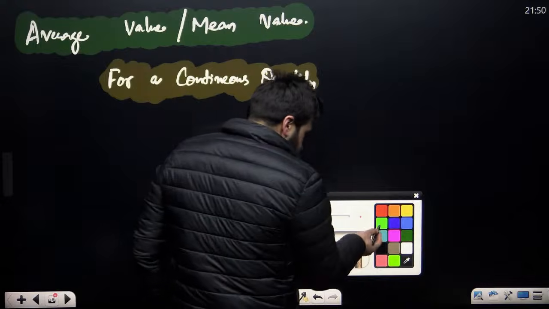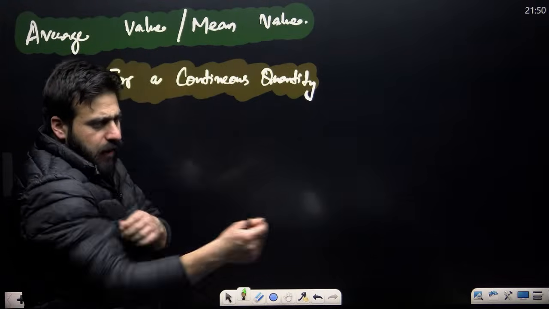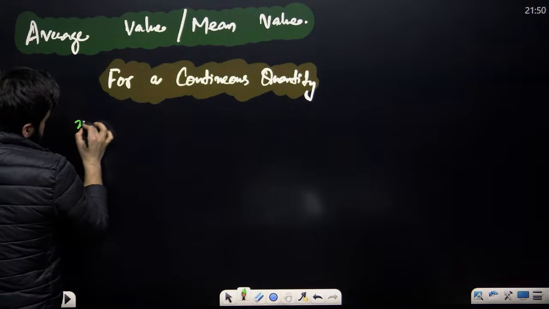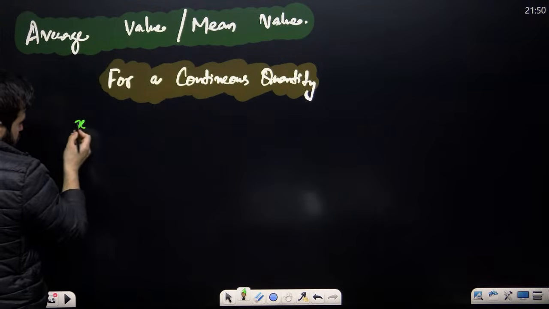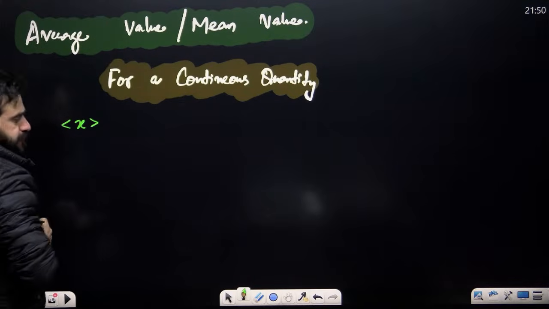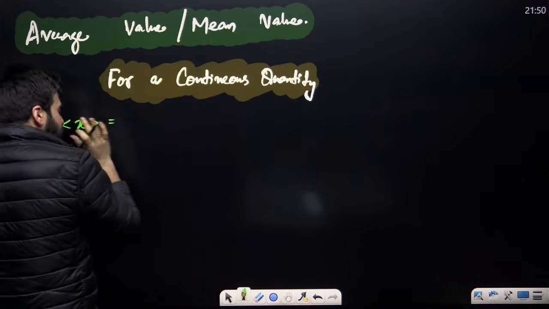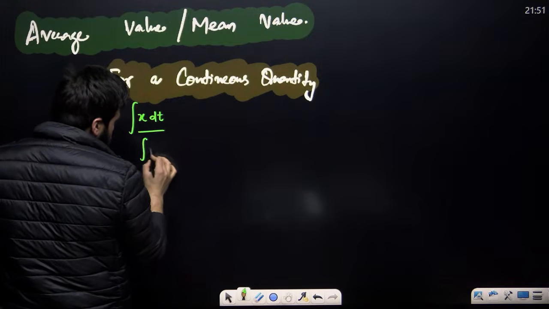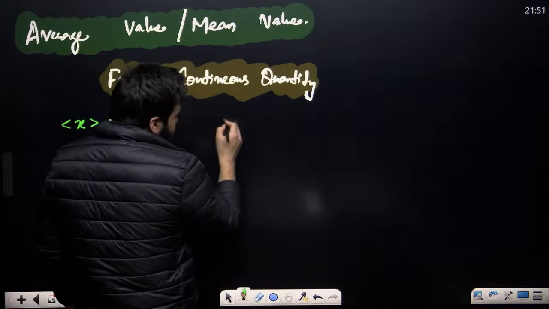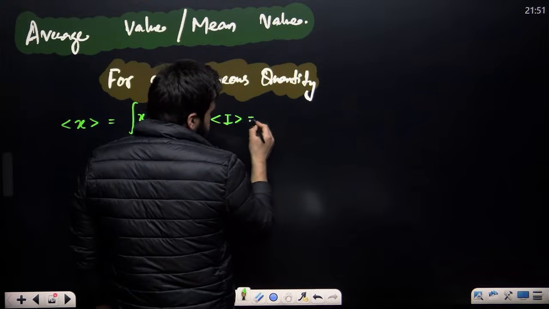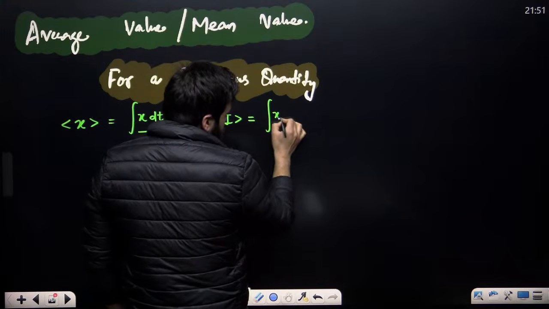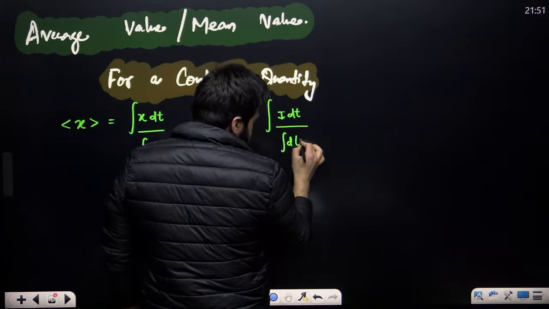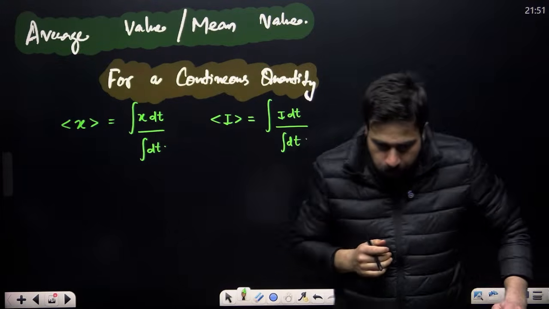Now guys, average value. How do we actually find the average value? Listen to me very carefully. Let's suppose you have a quantity. If you want to find its average, you mention it like this: integration of x dt upon integration of dt. Let's suppose you have current. If you have to find the average value of current, you'll be saying integration of current dt upon integration of dt. This is the way we can find the average value of any quantity.